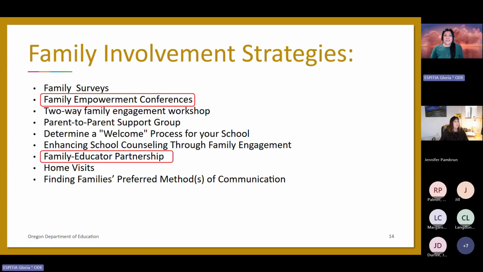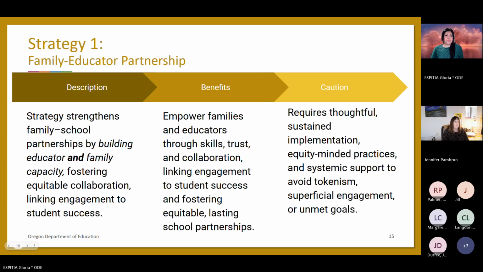Again, I'm just sharing this non-exhaustive list of family engagement strategies. The ones that are highlighted are the ones that we're going to move through today. The first strategy is family education partnerships.